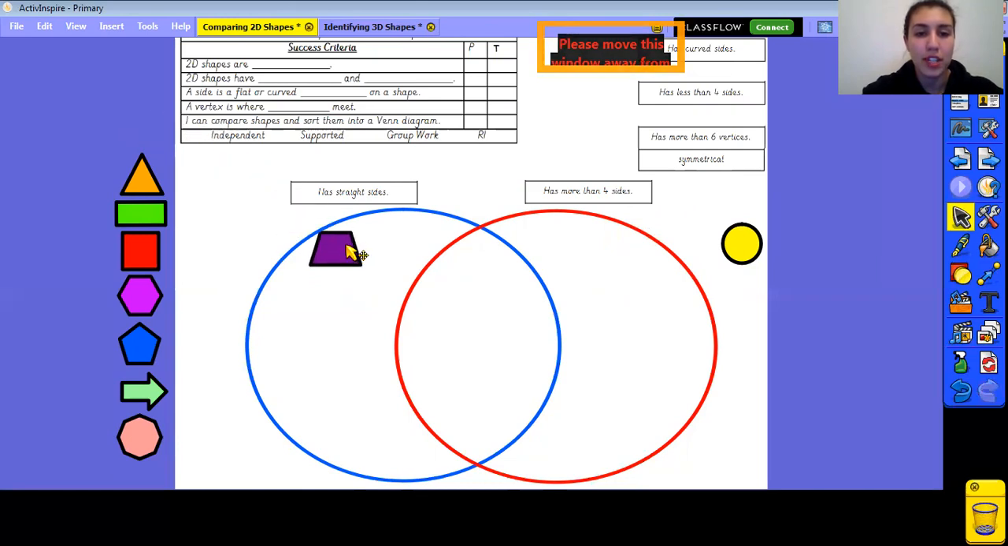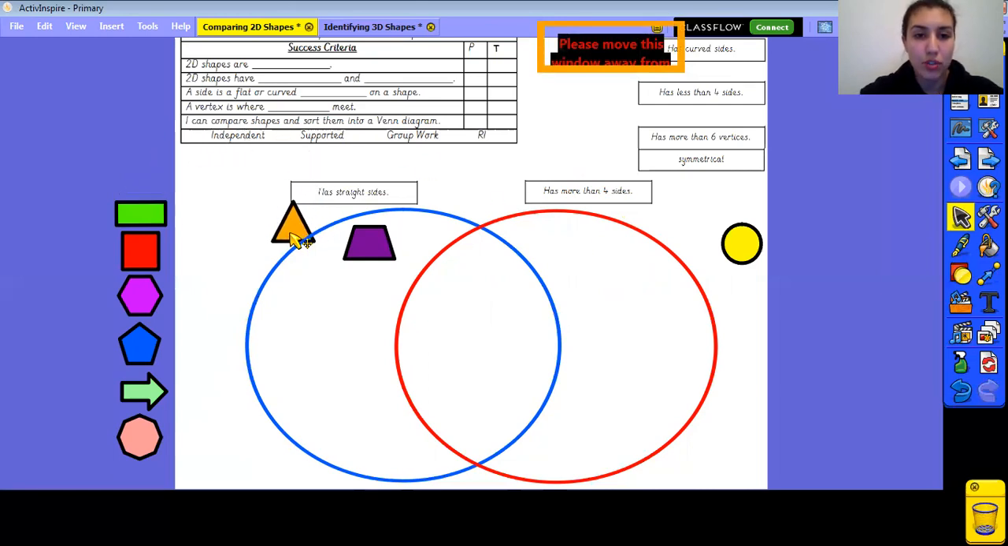So, does this shape have straight sides? Yes, it does. It's got straight lines, 4 sides. Does it have more than 4 sides? Well, no, it doesn't. It only has 4 sides. It doesn't have more than 4 sides. So it only fits in the blue circle. So it doesn't fit in the red circle.